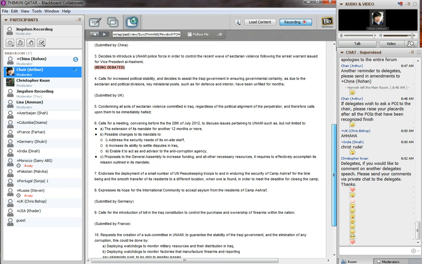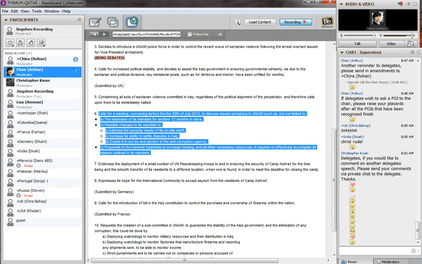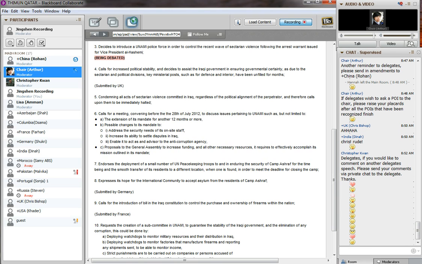That is in order. The amendment reads, Clause 6 calls for a meeting convening before the 28th of July, 2012, to discuss issues pertaining to UNAMI, such as, but not limited to, Subclause A, the extension of its mandate for another 12 months or more, Subclause B, possible changes to its mandate: 1. Address the security needs of its on-site staff.